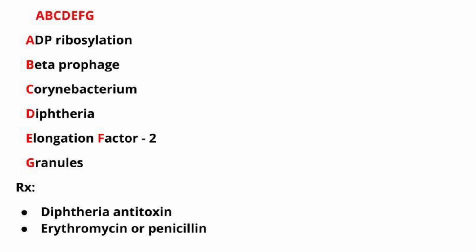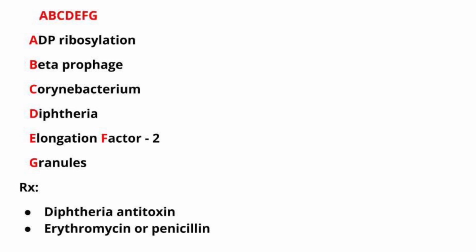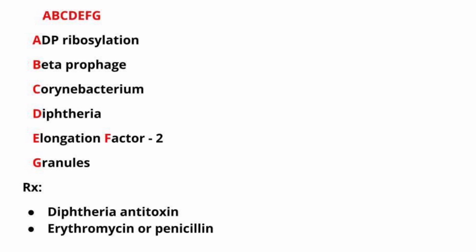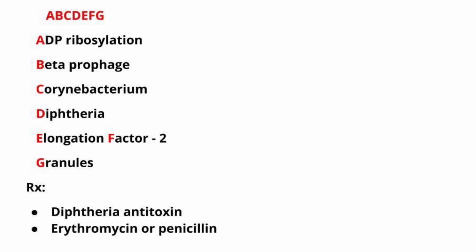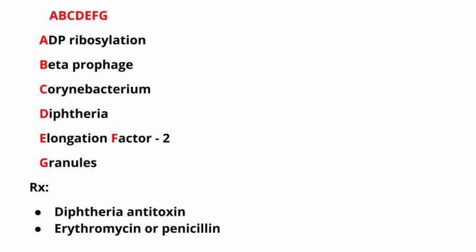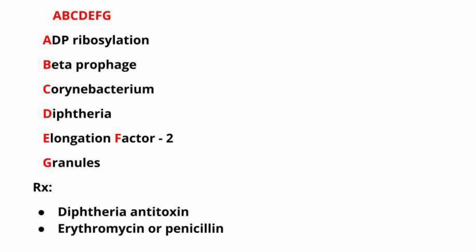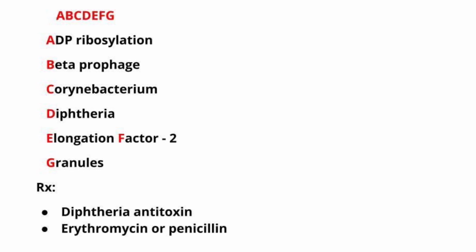We can remember the important things about Corynebacterium diphtheriae by remembering it as A, B, C, D, E, F, G. That is, it causes ADP ribosylation. It uses beta-prophage. Corynebacterium diphtheriae acts on elongation factor 2 and it has granules which are known as metachromatic granules or Babes-Ernst granules or Volutin granules. And the treatment includes diphtheria antitoxin, erythromycin or penicillin.